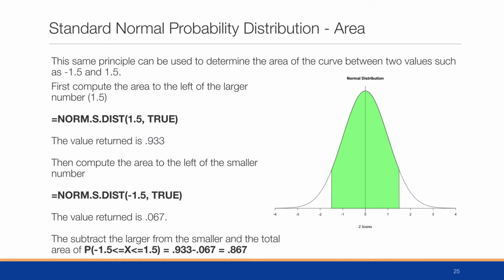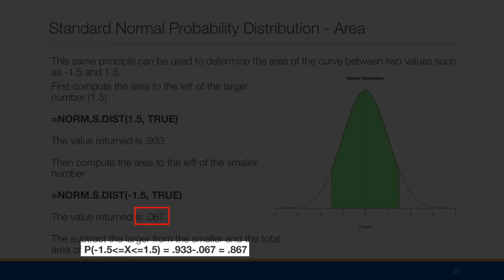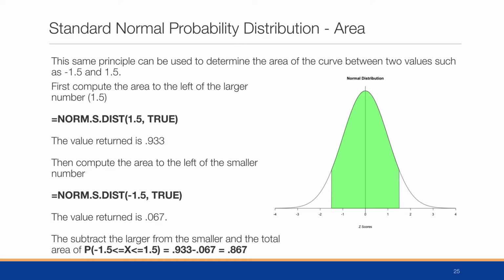Then we'll compute the area to the left for the smaller number. So we're going to do norm.s.dist of minus 1.5. So that's this line right here, and it's going to compute its area to the left as well, which is the white area. If we subtract the second number from the first number, 0.933 minus 0.067, we end up with 0.867. And so therefore, that's our green shaded region. And that is the probability of negative 1.5 less than or equal to x less than or equal to 1.5 is 0.867.